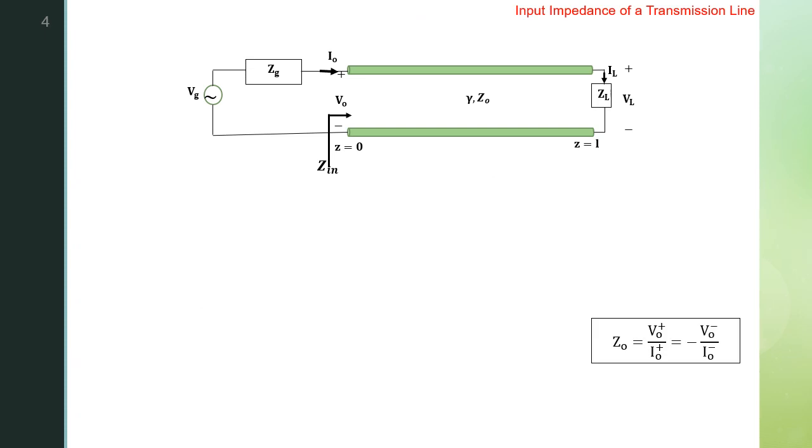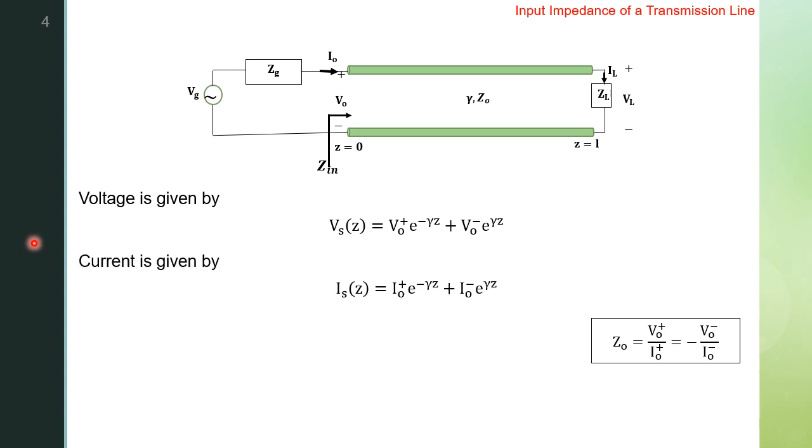We have already determined the expressions for voltage and current from the transmission line equations. We got Vs of Z equal to V0 plus e raised to minus gamma Z plus V0 minus e raised to gamma Z, and the expression for current as Is of Z equal to I0 plus e raised to minus gamma Z plus I0 minus e raised to gamma Z.